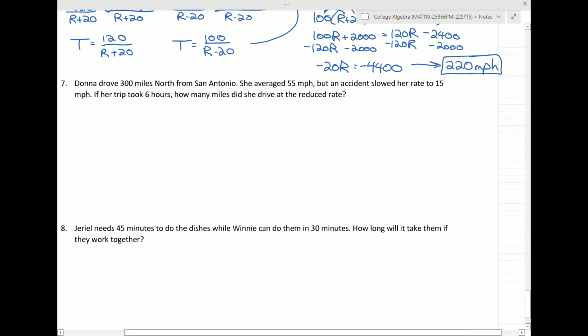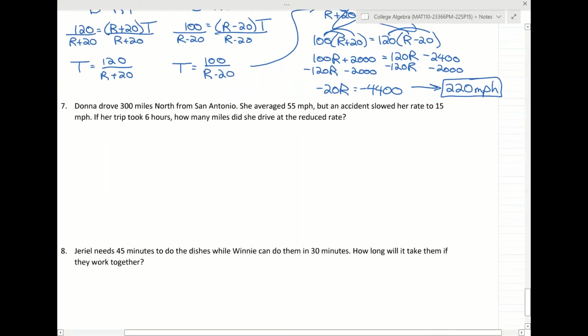Couple more problems. All right. A couple more problems. Donna drove 300 miles north from San Antonio. She averaged 55 miles per hour, but an accident slowed her rate to 15 miles per hour. If her trip took 6 hours, how many miles did she drive at the reduced rate?